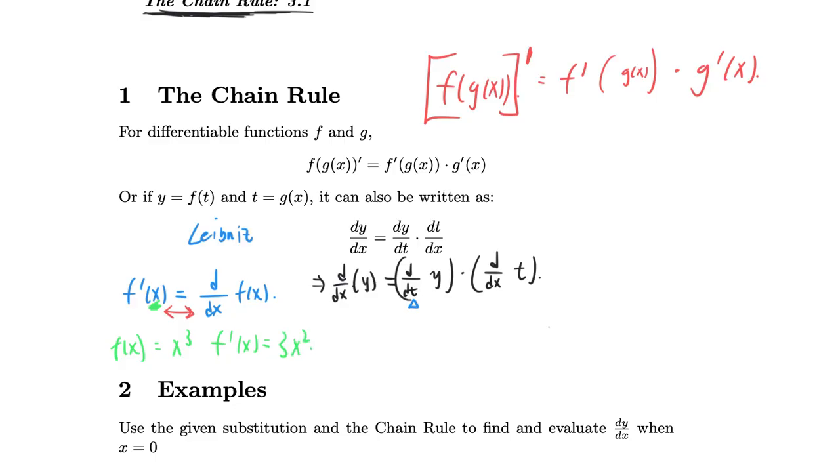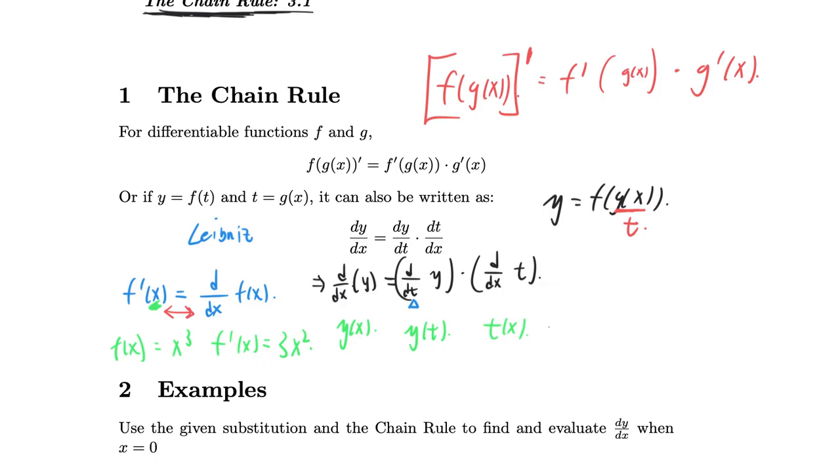Here, for example, we have y of t, and we're taking this with respect to t. Here we have t of x, and we're taking this with respect to x. And here we have y of x. So ultimately, we have y equals f of g of x, and we're letting t be equal to g of x.